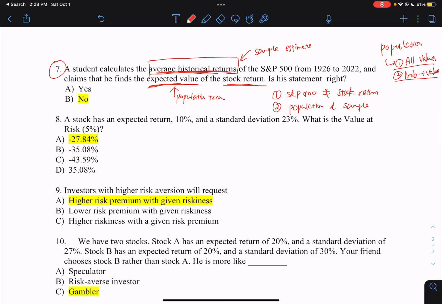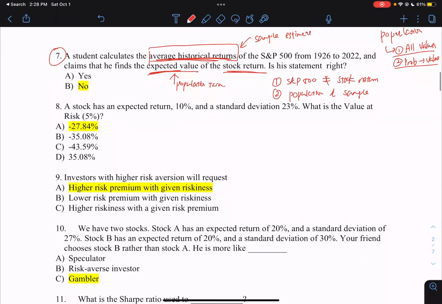But for some other smaller samples, although sometimes people claim they find this thing, it's not, strictly speaking, the expected return. It's still an estimation as long as it's from the sample. Is that clear, Yuran? Yes. Okay.